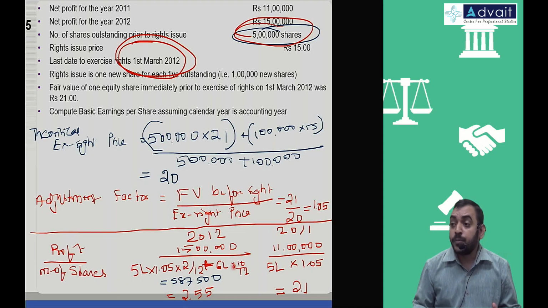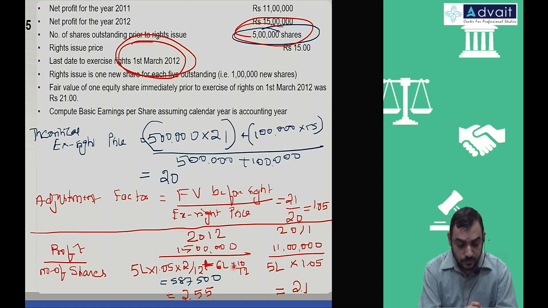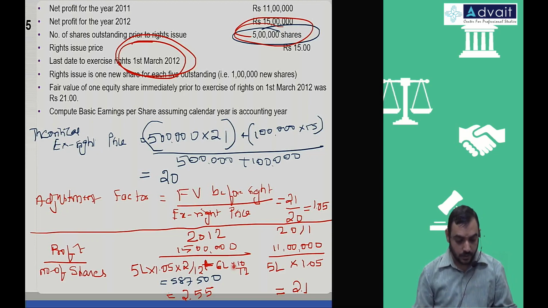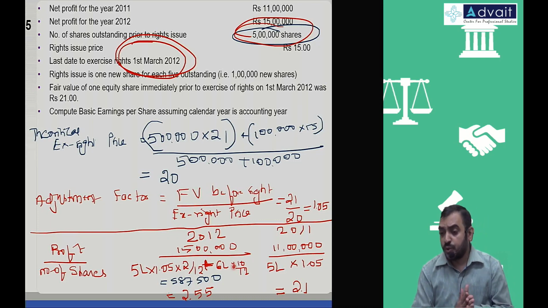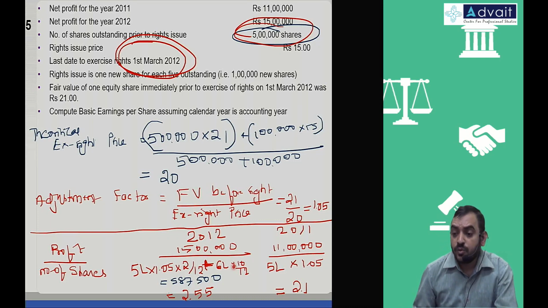Next, below that, for computing basic EPS, the adjusting factor is to be applied up to the date of the rights issue, after which the total number of shares are considered for the remaining period.